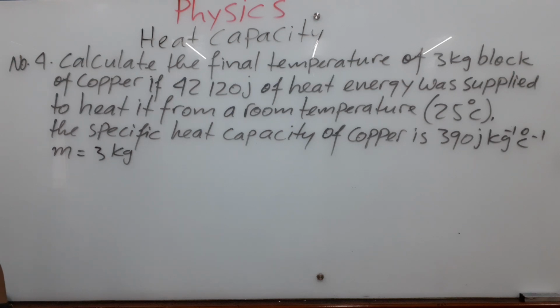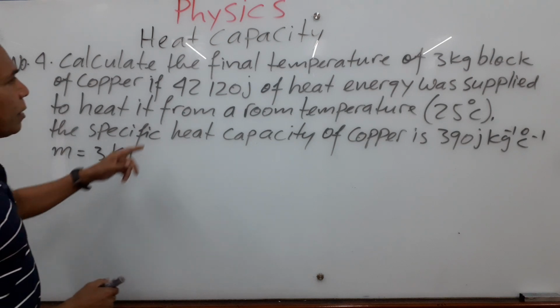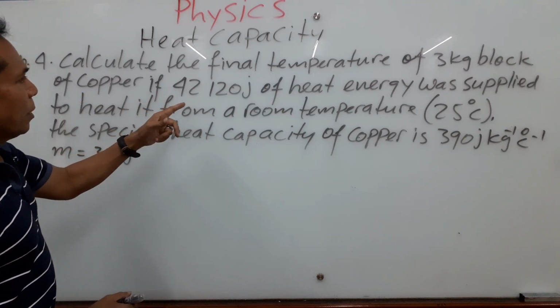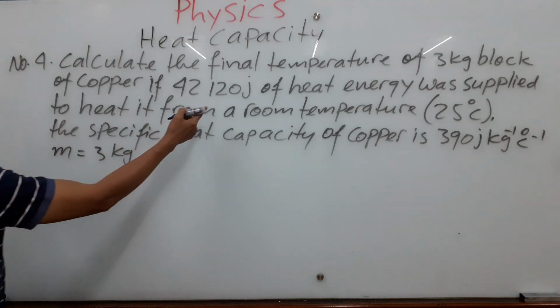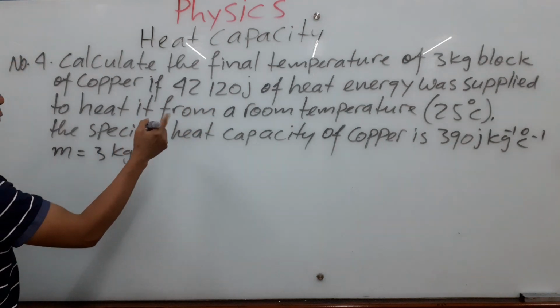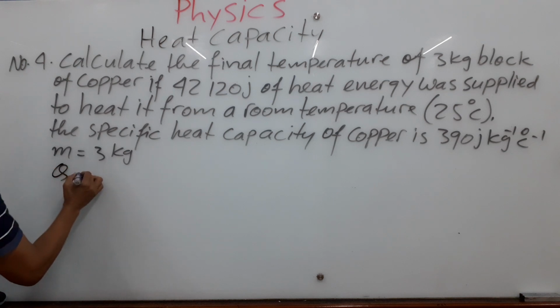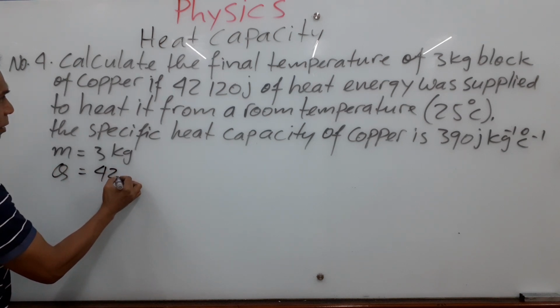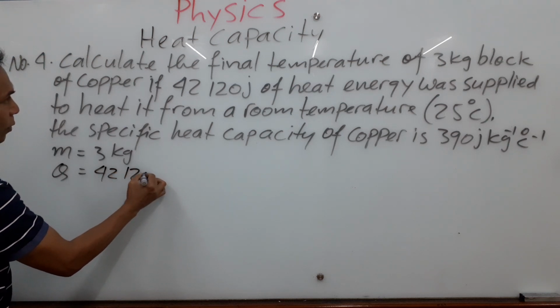I want to make sure the number is correct. Okay, 3 kg, and then this 42,120 is Q, calorie, 42,120 joule.